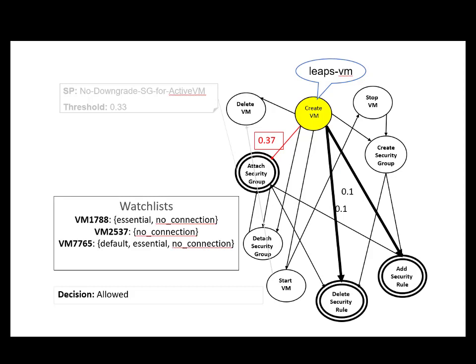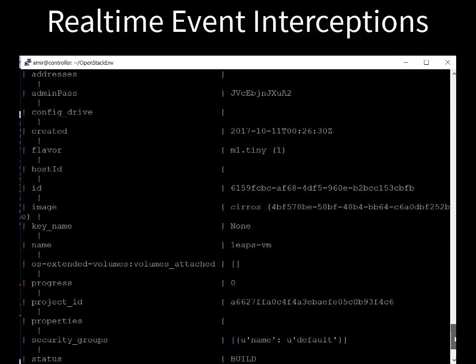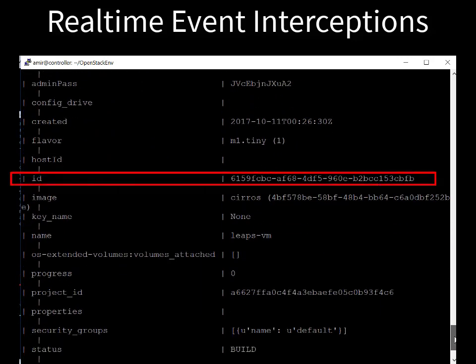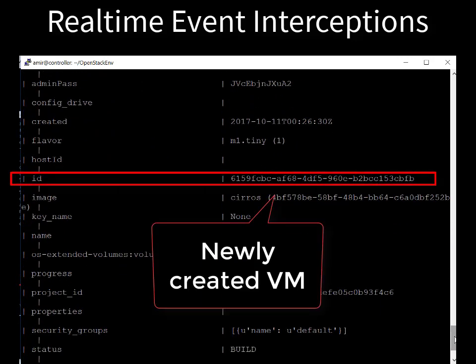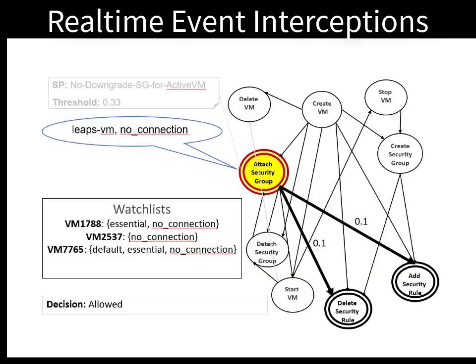Here, we're showing the mapping of each operation to the dependency model. LeaPS middleware inspects the parameters of requests and pre-processes the related watchlist of the monitored security property. Then it verifies the current operation and decides whether it violates the security property. Here we see the ID of the newly created VM. The cloud user is attaching the most restricted security group, no connection, to the VM.